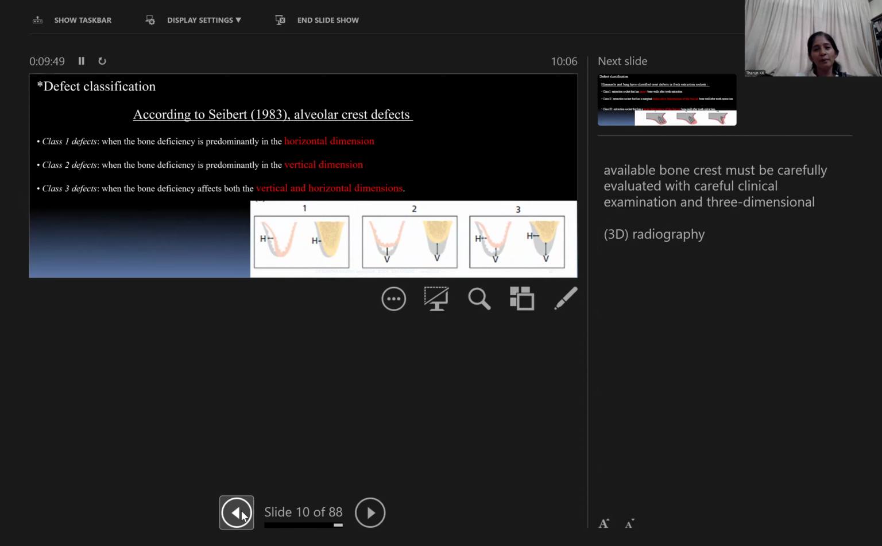Now, all of you are basically well aware of the various ridge defects. The basic being Seibert's, where he has given us class 1, class 2, class 3. Simple. Class 1 is a horizontal deficiency, class 2 is a vertical deficiency, and class 3 is an amalgamation of both hard and the soft.